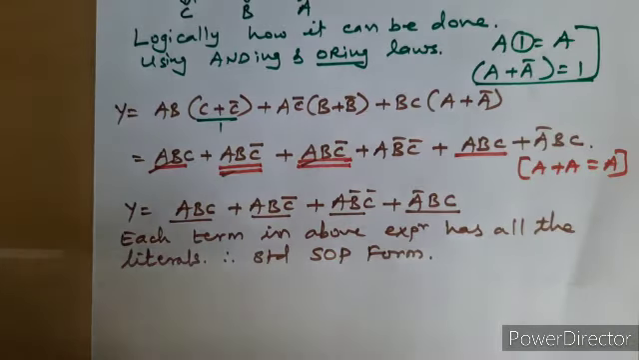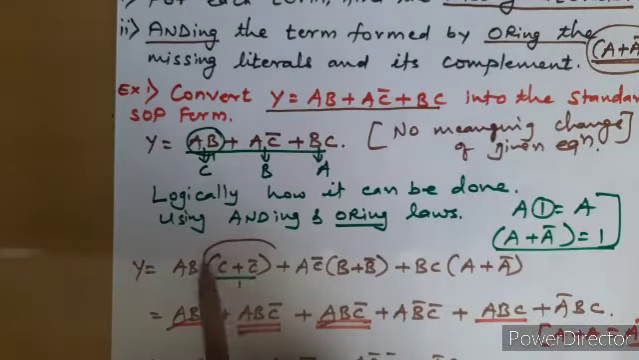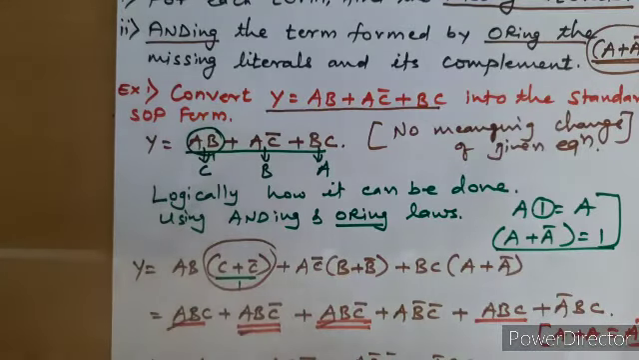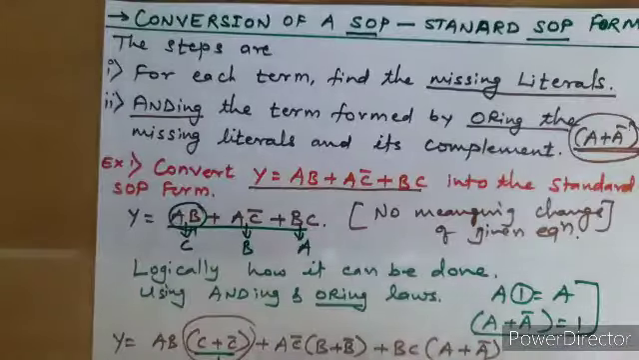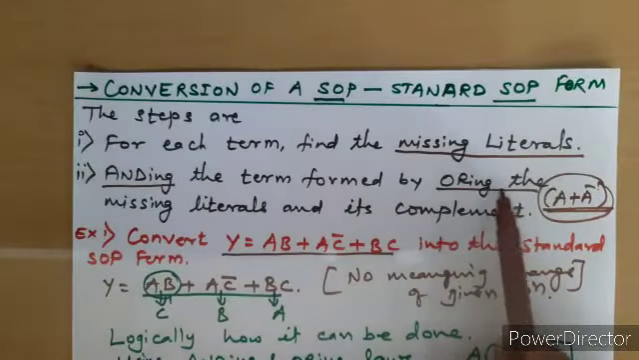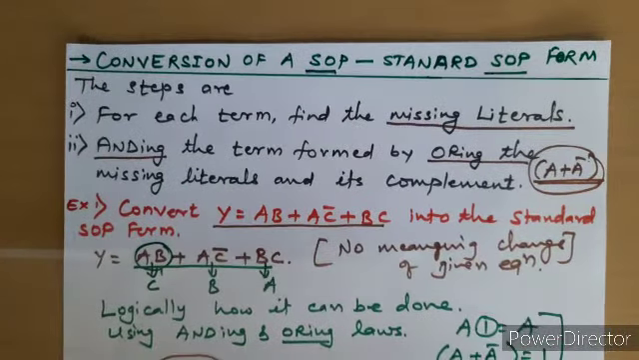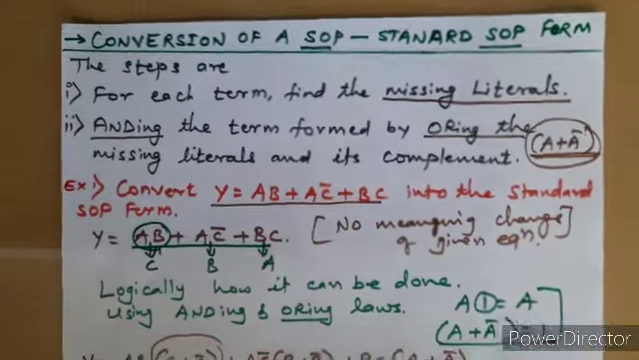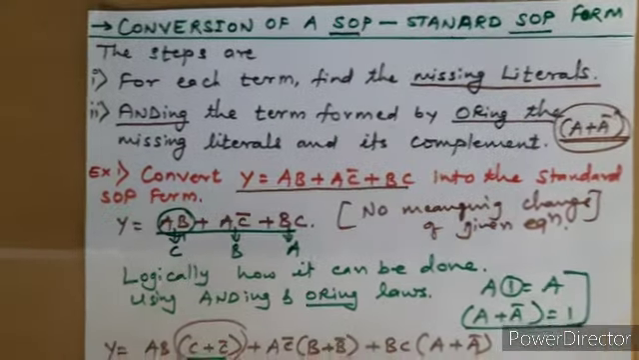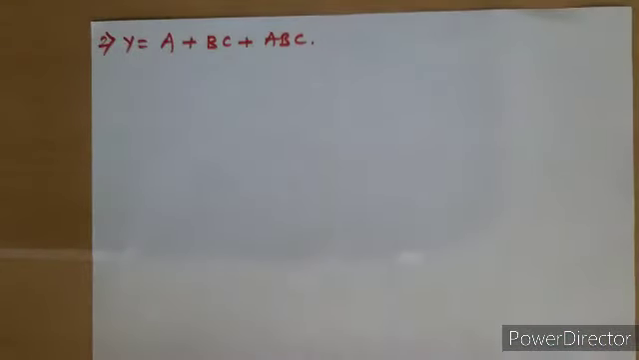Right, so easy it is. Okay, this step here is important. The missing literal, it should be ORing the missing literal and its complement and then ANDing that with the term. Okay, I hope this is clear for you. We can even go for the next example.